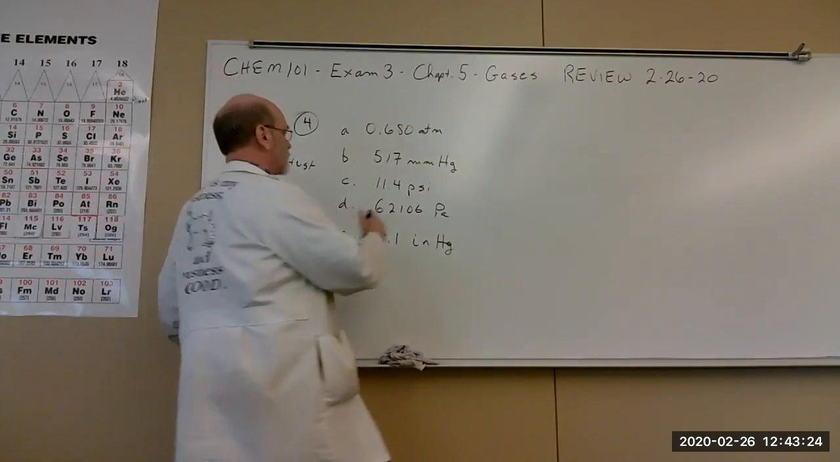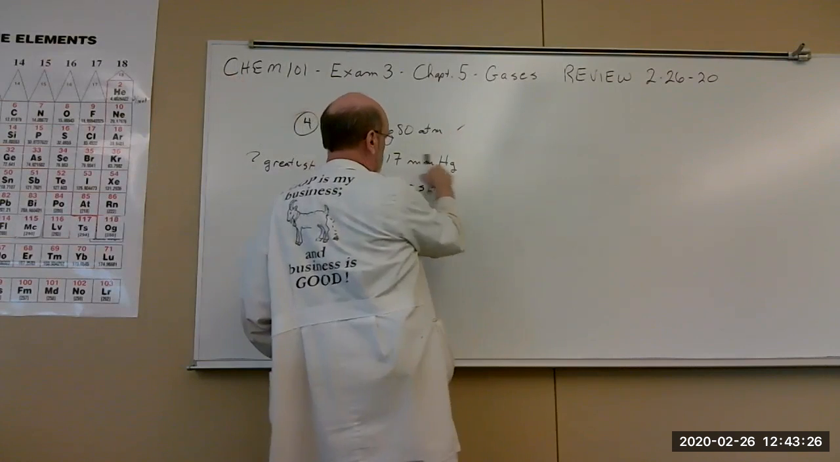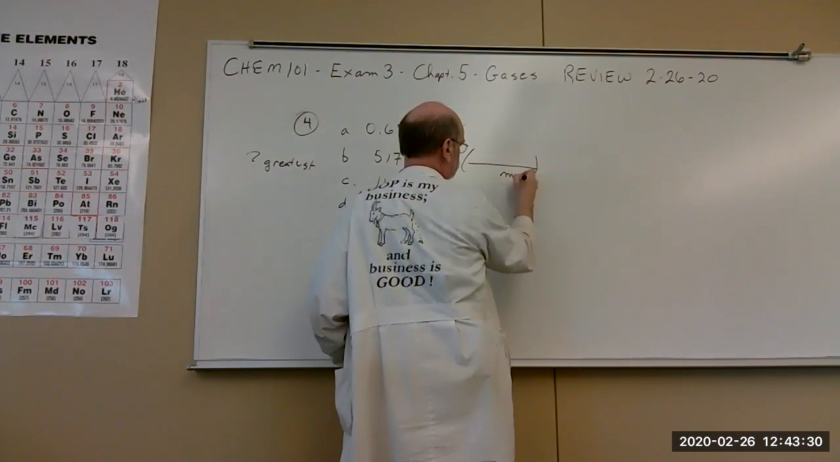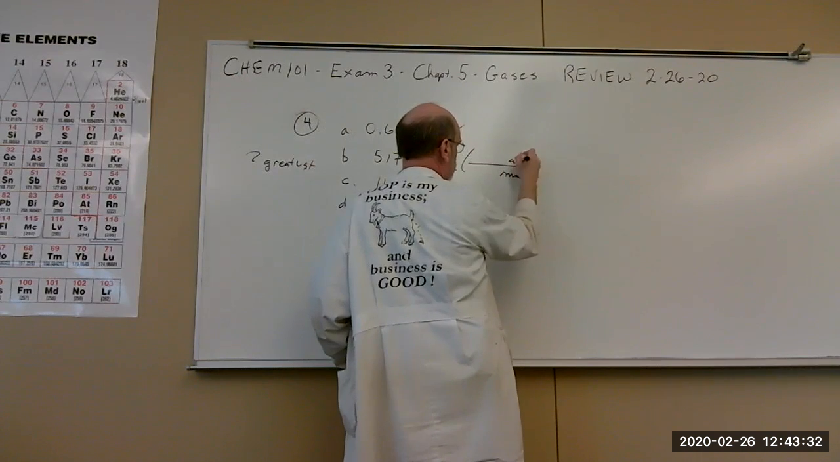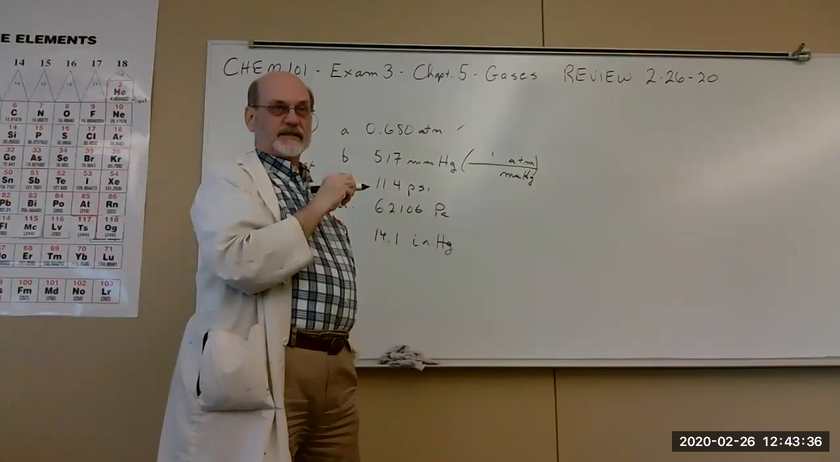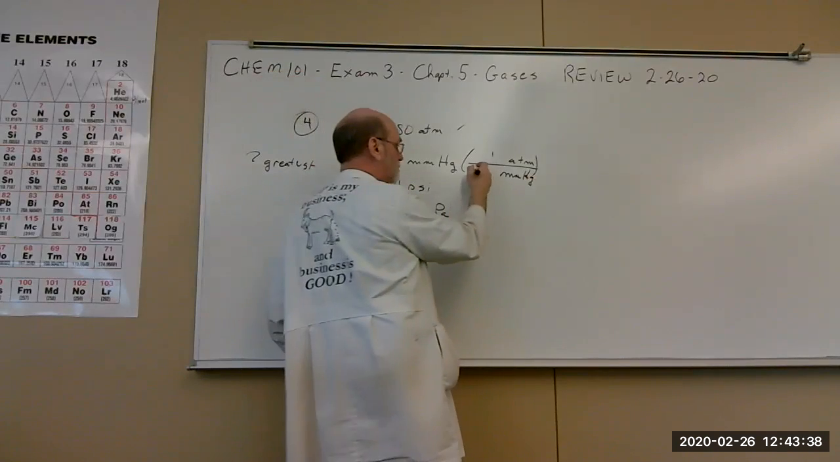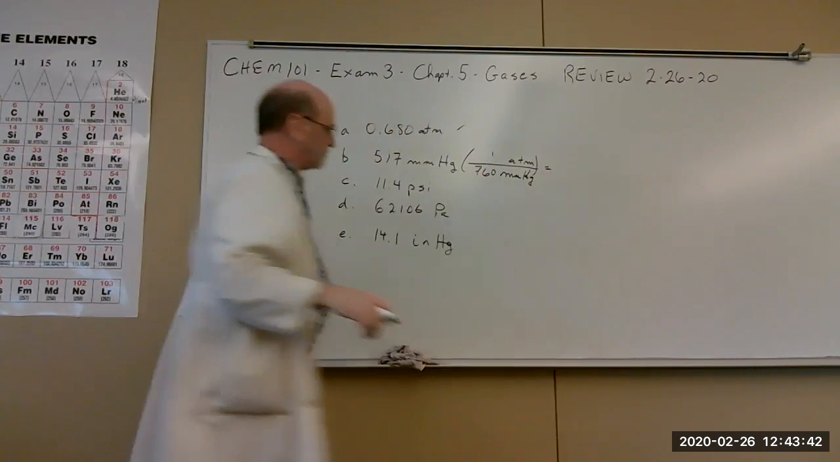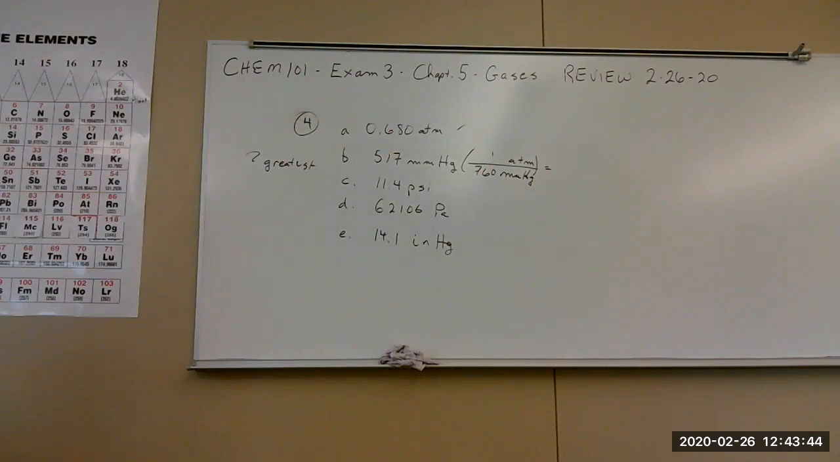Okay, so this one's already atmospheres. Millimeters of mercury to atmospheres, what's the relationship here? 760. Okay. So let me get my calculator out.